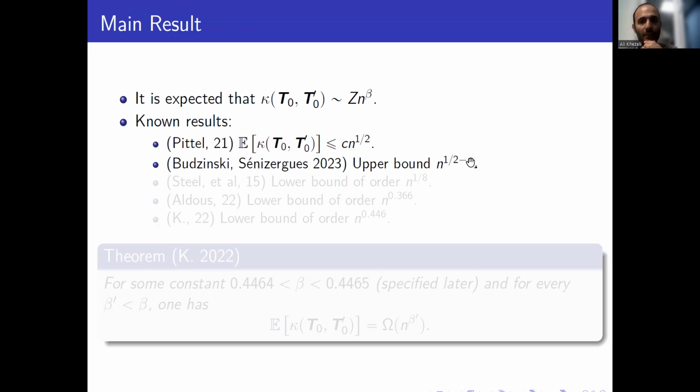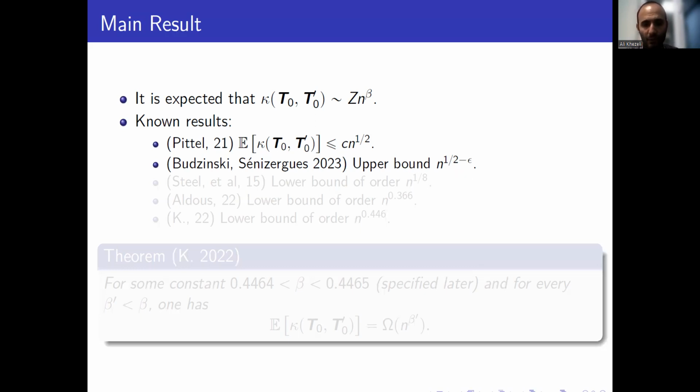The exponent is not 1/2. I forgot to say that Steele and his co-authors have simulated the value of kappa as well for this model, and they have seen that it behaves roughly as n to the 1/2. They conjectured it is n to the 1/2, but now this conjecture is disputed because they have proved that the bound is strictly less than this one.